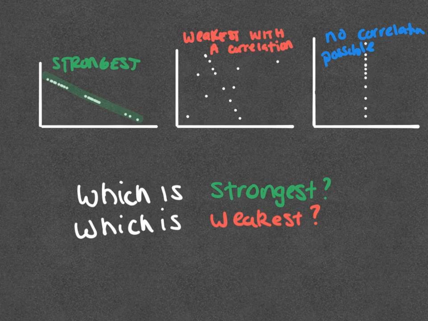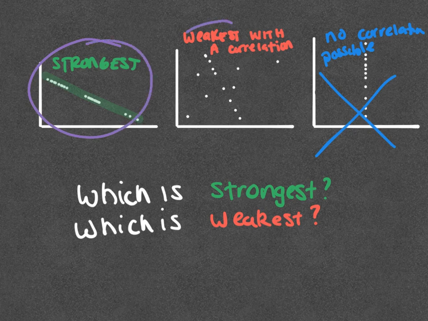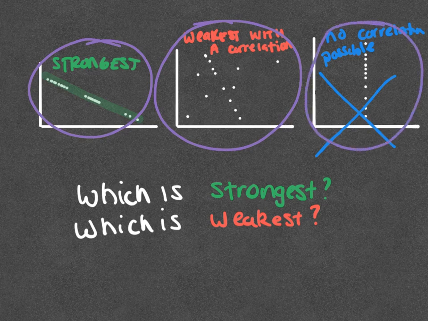So the one that is the weakest here where a correlation is even possible is that middle graph, because that third graph, again, we would consider this as not being bivariate because there is a constant. So in summary, our strongest one is to the left, our weakest one where there's actually a correlation is to the middle, and the one where a correlation is not possible is the one to the right.